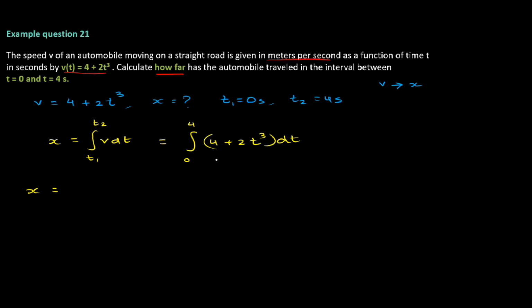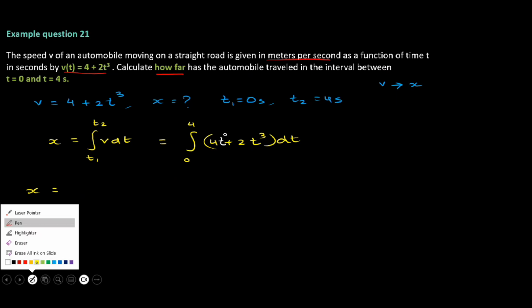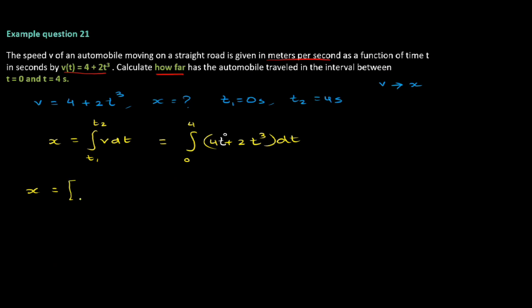First, identify the power of t for each term. Here I have just 4, which is a constant. And whenever you have a constant, the power of t for those constant will be 0, t to the power 0. And the second term, the power of t is 3. After identifying the power of t, I'm going to increase the power of t for each term by 1. So the first term becomes 4 t to the power 1 plus the second term becomes 2 t to the power 4. Increase the power of t by 1.